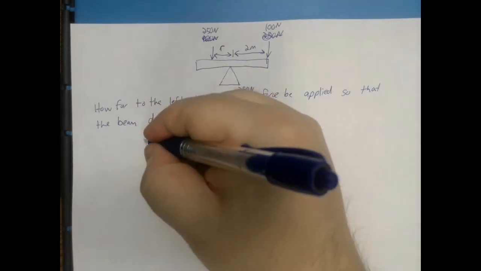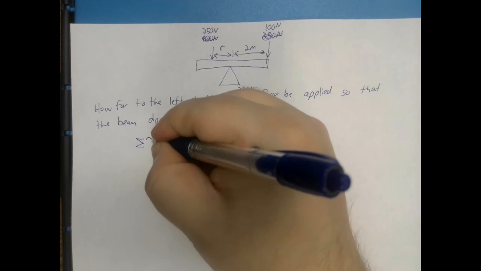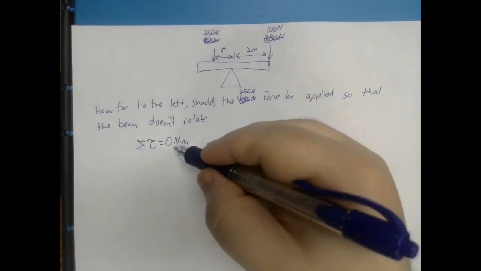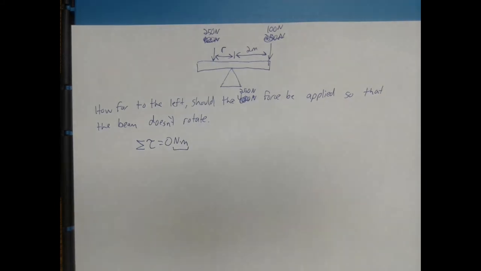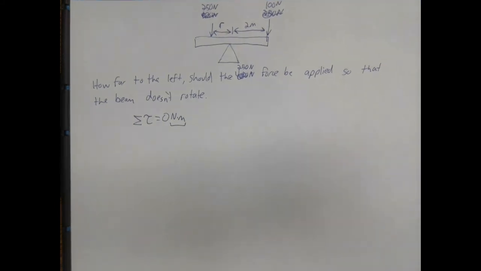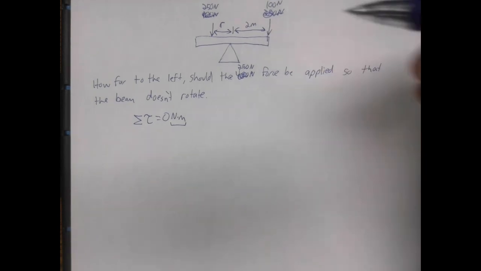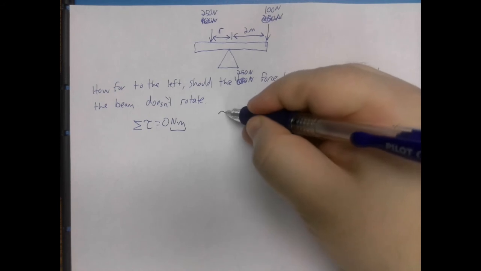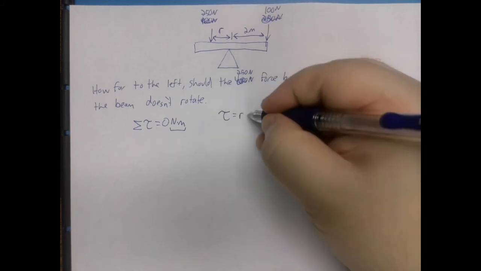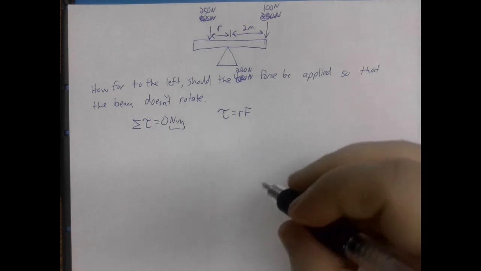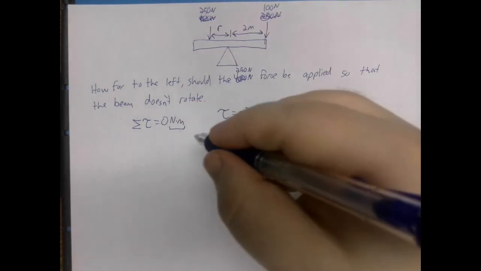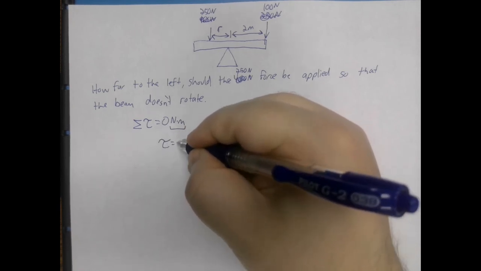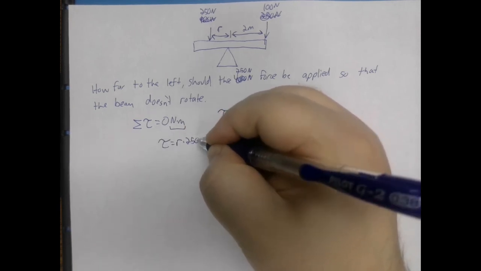We know if there's no rotation, the sum of torques has to equal 0 newton meters. By the way, torque is measured in a unit of newton meters. So these forces are perpendicular, so we can use the fact that torque is just equal to R times F. So let's do the 250. The torque is equal to R times 250 newtons.